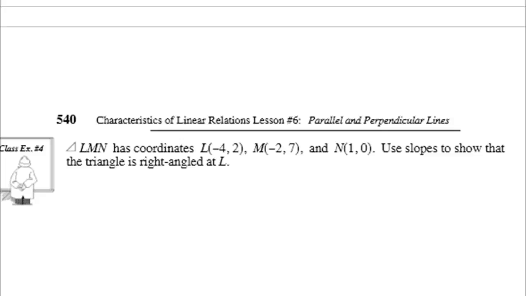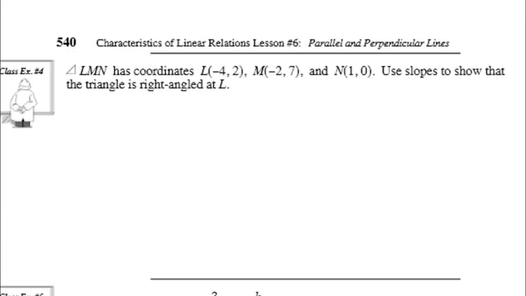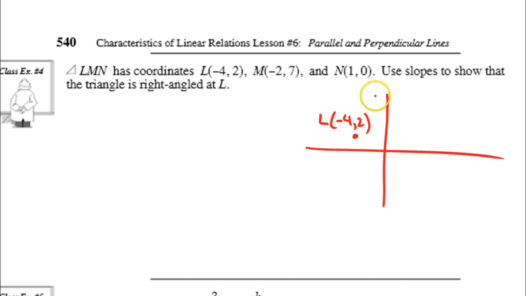All right, let me keep going here. So the triangle LMN has coordinates. Let me always do a diagram just so you don't mess things up here. Negative 4, 2. I'm going to eyeball it here. So that's L, negative 4, comma 2. M is negative 2 and 7. So I'll eyeball it up here. M equals negative 2, comma 7. And N equals 1, comma 0, which is there. N 1, comma 0. Okay, and I'm going to connect these because it's a triangle.